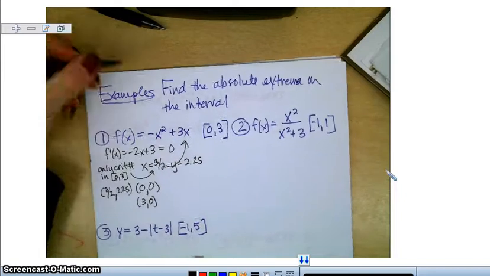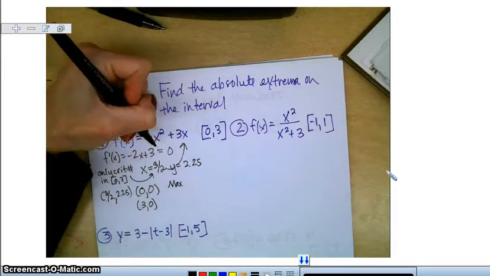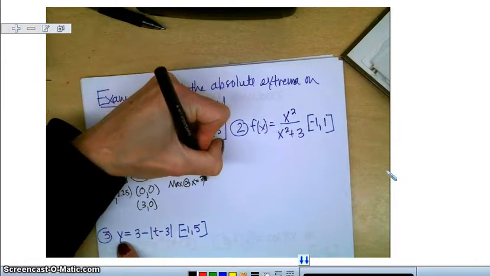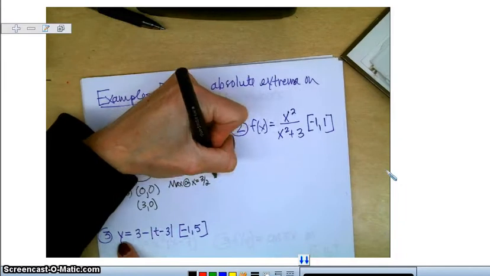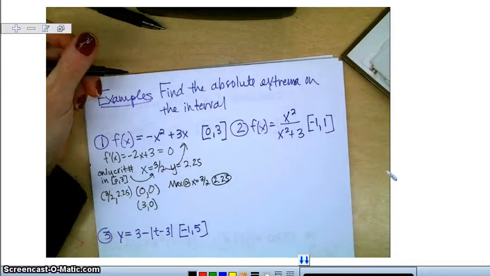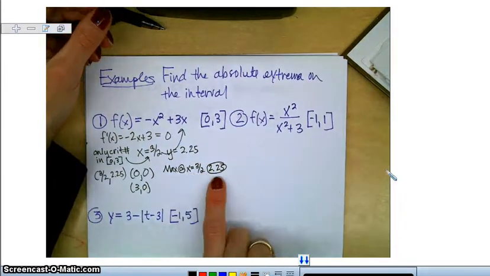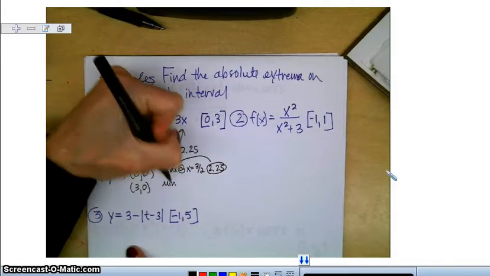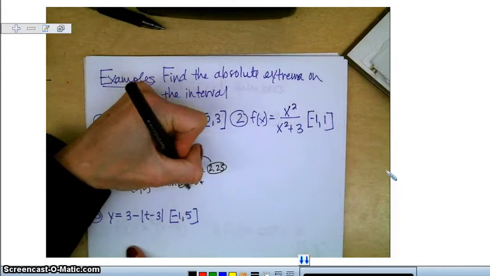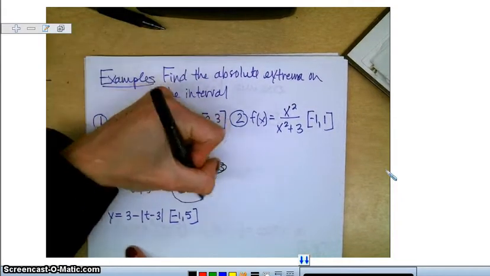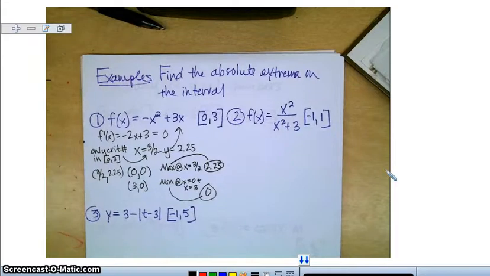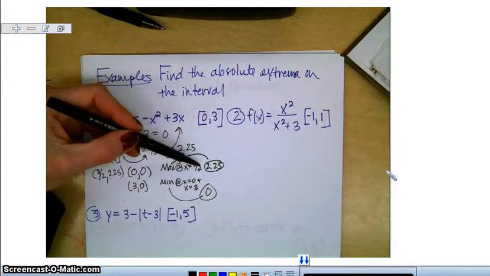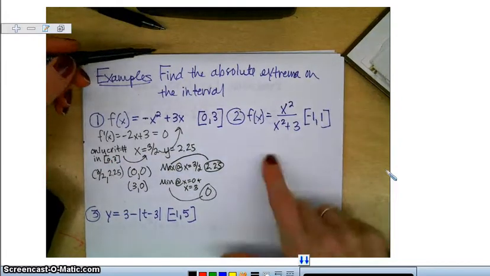So the maximum is at x equals 3/2, and 2.25 is the maximum value. The maximum value is at the x value, but the maximum value is 2.25. You could just say the max is 2.25. The minimum value occurs at x equals 0 and x equals 3, and it is 0. If you look at a graph of this, it's a parabola that opens down. The maximum is the vertex or the highest point. All right, so now let's take a look at number 2.